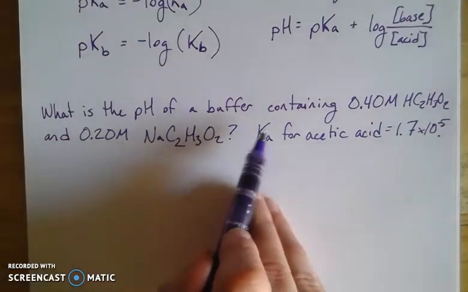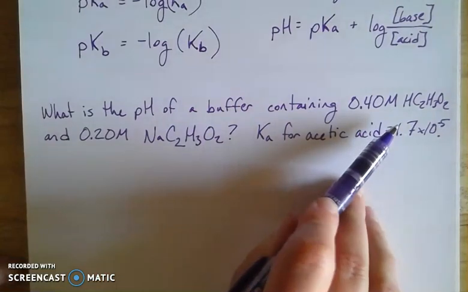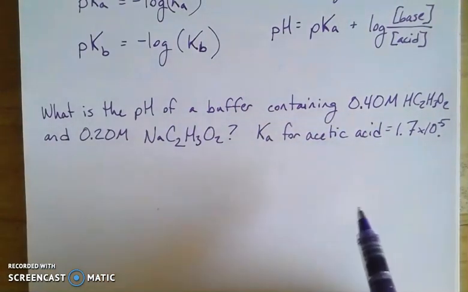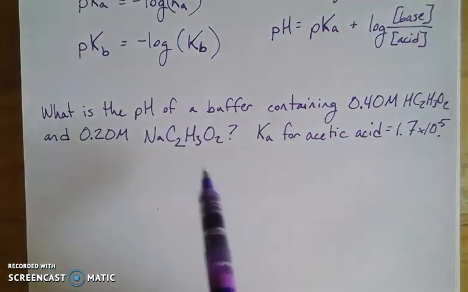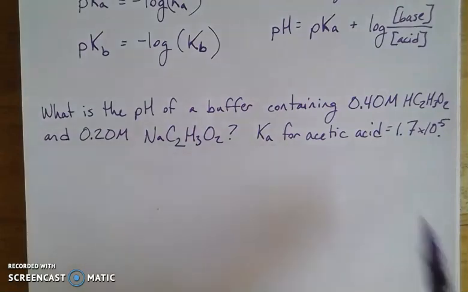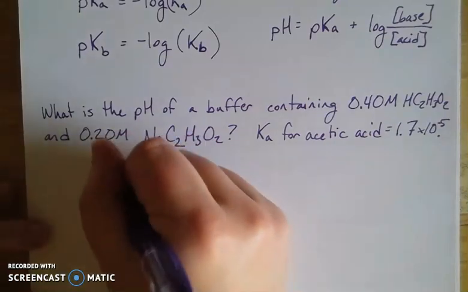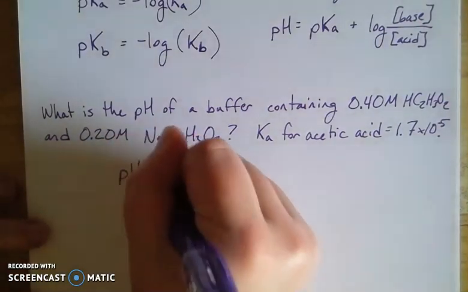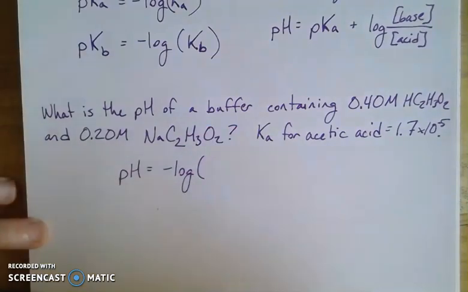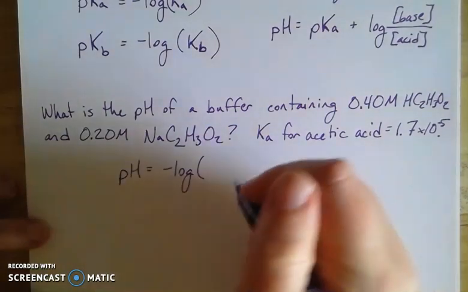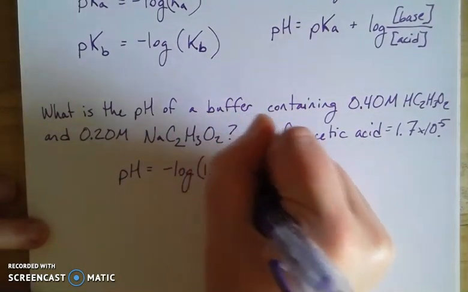So let's look at the pH of a buffer containing acetic acid at a concentration of 0.4 molar, and 0.2 molar sodium acetate. You're given the Ka value. If we use our Henderson-Hasselbalch equation, then the pH is equal to the negative log of the Ka value, that's my pKa, which is 1.7 times 10 to the negative 5th.